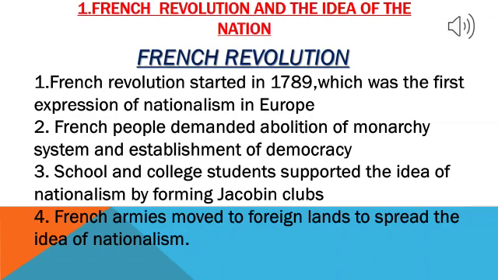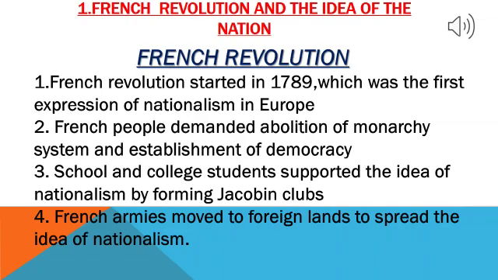Already you know about the 3 estates, where the third estate was not given any privileges, and because of this, the people were very angry at the monarch and they wanted to abolish monarchism. And you know, children, during this French Revolution, the school and college students supported the idea of nationalism by forming Jacobin clubs. I hope you remember the reign of terror, Robespierre's reign, who was the person behind the Jacobin clubs.